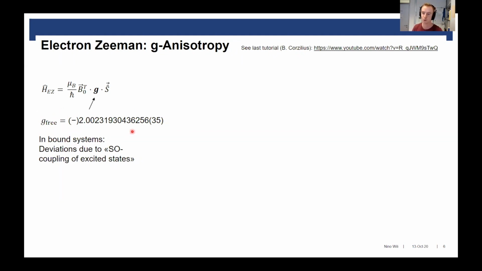And it's due to spin-orbit coupling of excited states. I put this in quotes because there's, of course, a lot of theory going into the statement. But let's just say in different systems, this g tensor can be different. And in terms of information content, it's similar to the chemical shift. But we see that it's quite different in magnitude.